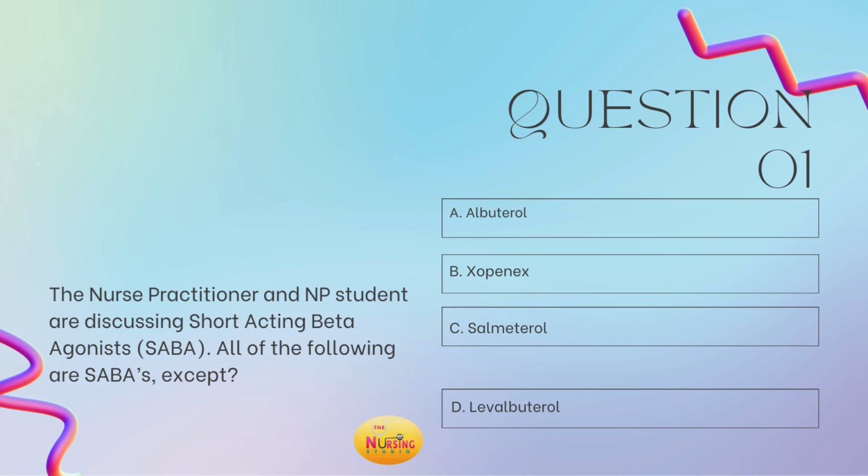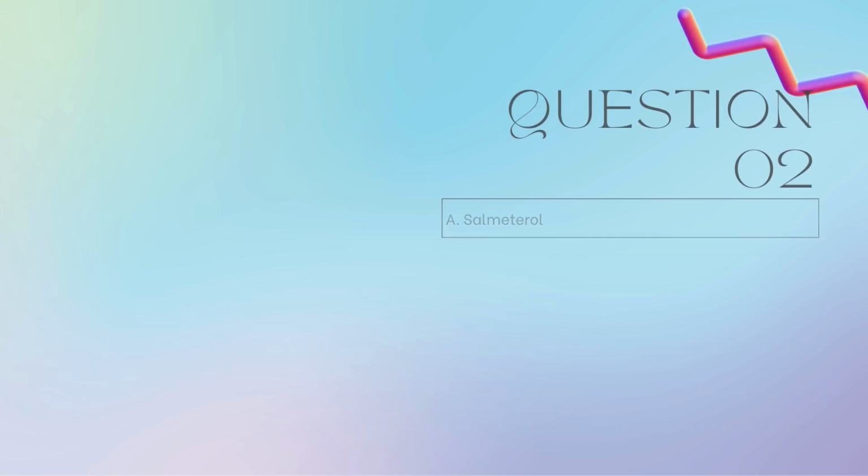Is A, albuterol a SABA? Yes, it is. B, Xopenex is also a SABA. C, salmeterol. This is the incorrect one. C is the best answer here because salmeterol is not a SABA, it's a LABA, right? And then D, levalbuterol is also a SABA. It's the same thing as Xopenex, the alternate name, okay? Make sure you know your medicines, know the brand and generic name, and know the drug classes.